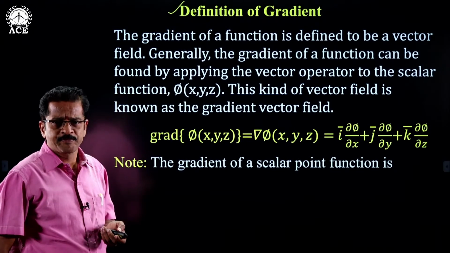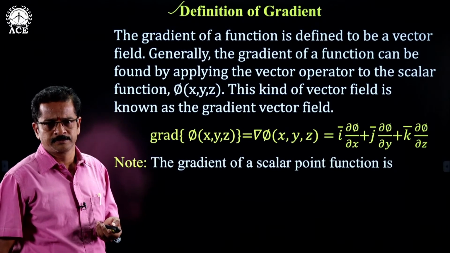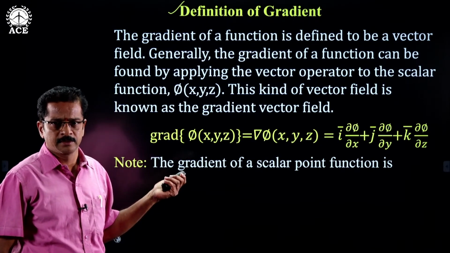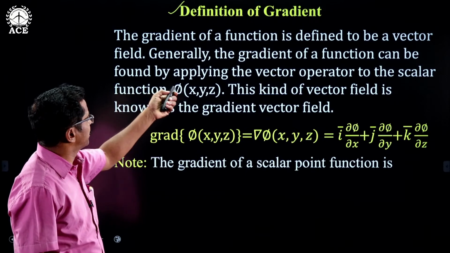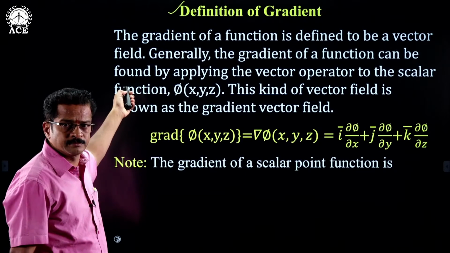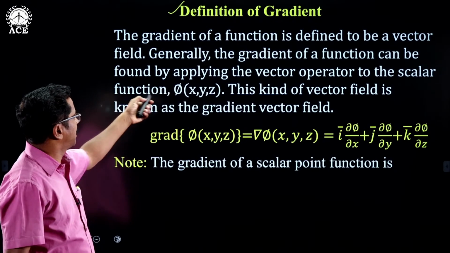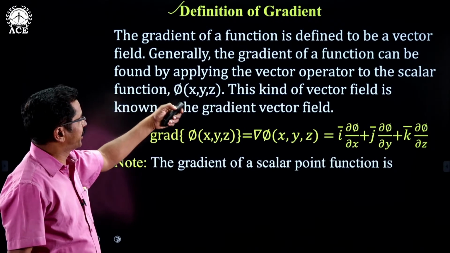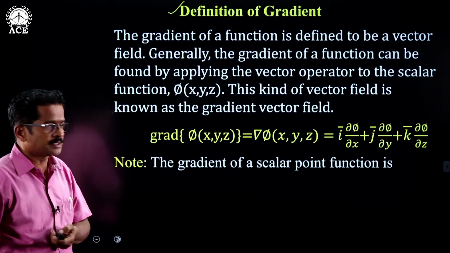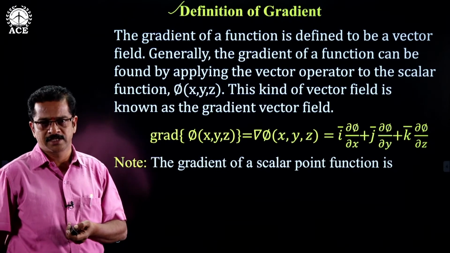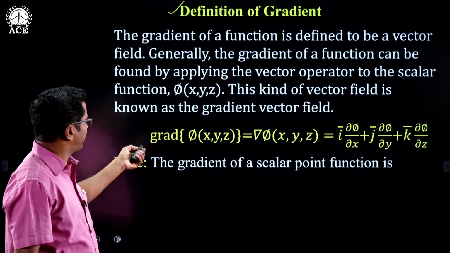Gradient is a vector differential operator on a scalar point function. What is a scalar point function? I have already said. The gradient of a function is defined to be a vector field, and generally it can be found by applying the vector operator to the scalar point function. These are known as gradient vector fields, and it is denoted by grad.